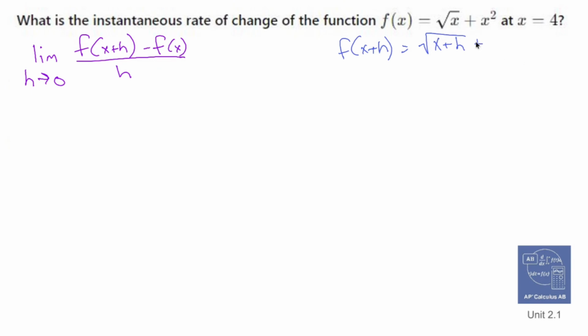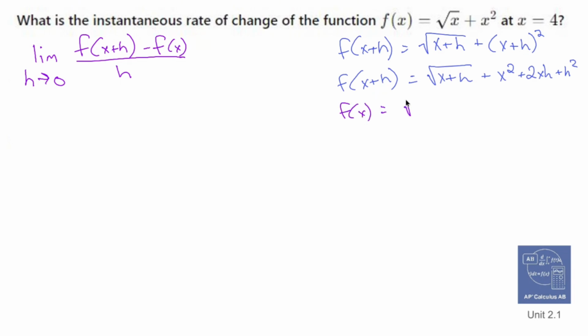And so we get the square root of x plus h, not much I can do there, plus x squared, which is going to be x plus h squared. Now, what I can do with the second one is say that it's a perfect square trinomial, and you simplify out to x squared plus 2xh plus h squared. FOIL it out. Now, the other one, f of x, we already know is root x plus x squared. Nothing wacky happens.